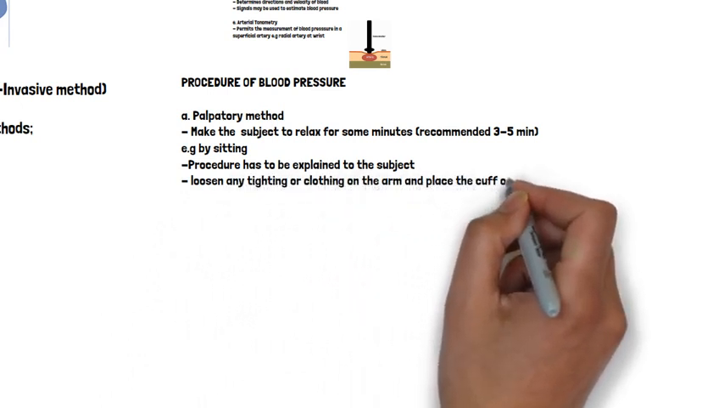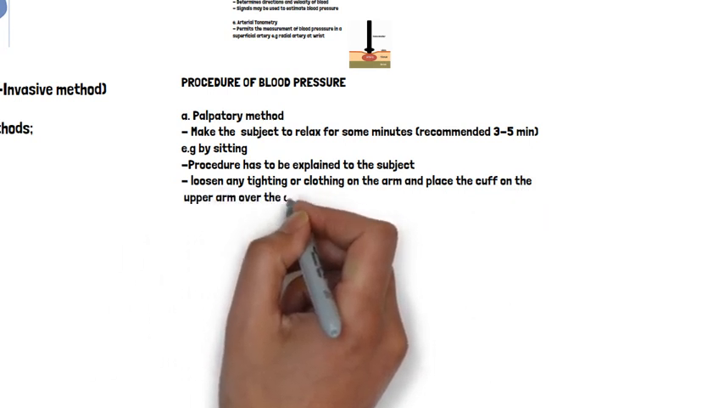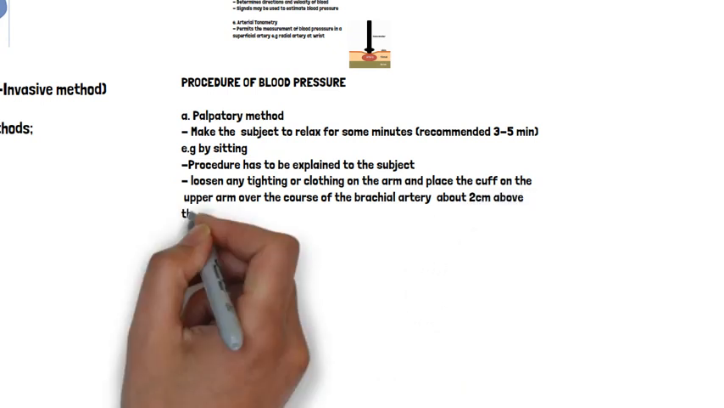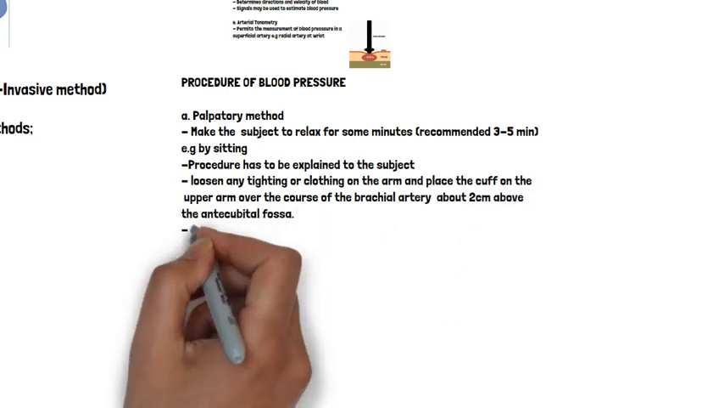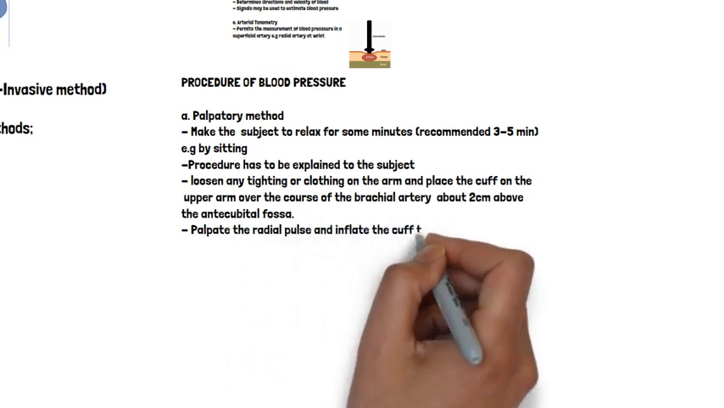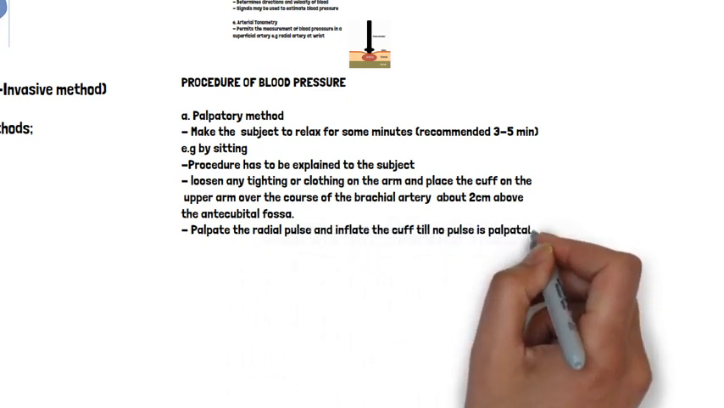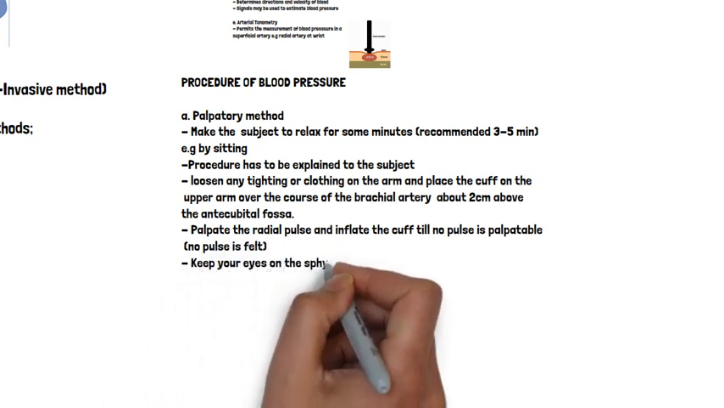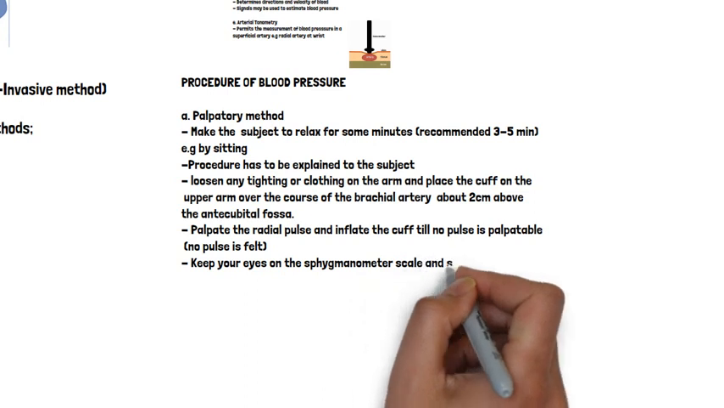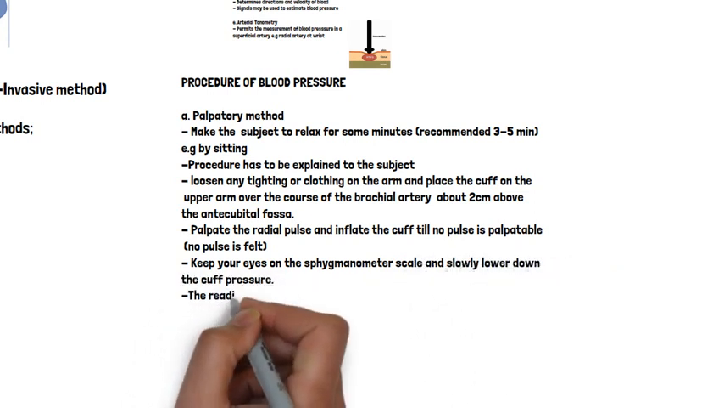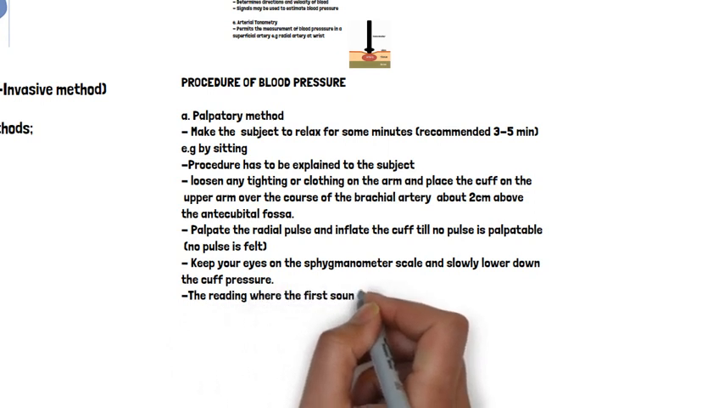If they have any tightening, please remove it and loosen the tightening on the arm. Next, apply the cuff about 2 centimeters above the antecubital fossa. Remember, the cuff must be applied in such a way that it lies over the course of the brachial artery, about 2 centimeters above the antecubital fossa. Now palpate the radial pulse and increase the pressure of the cuff until no pulse is palpable, that means until no pulse is felt.